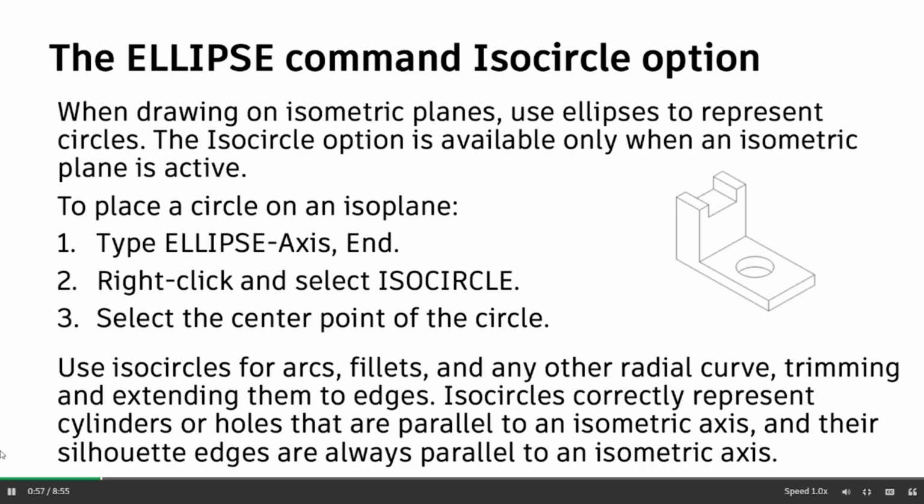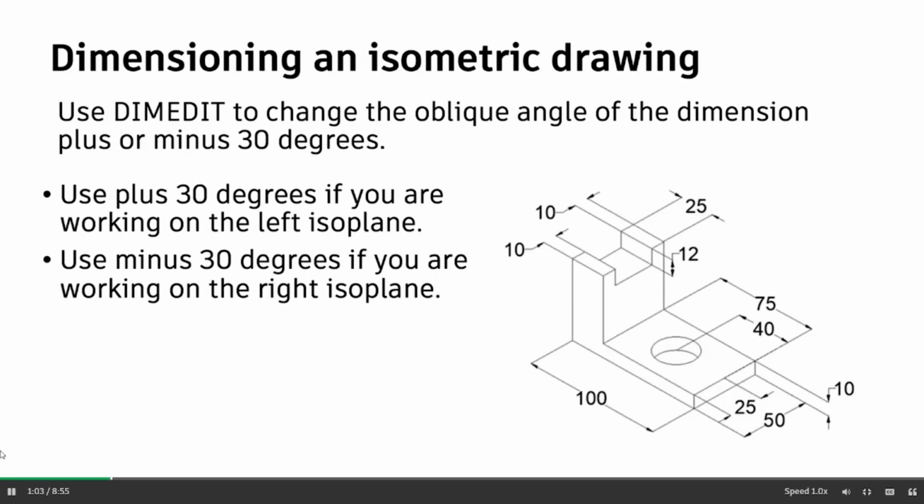We use the ellipse tool with the Isocircle option to place circles on isoplanes. We use the Oblique tool to change the oblique angle of the dimension using plus or minus 30 degrees. If you're on the left isoplane, use plus 30 degrees, and if you're on the right isoplane, use minus 30 degrees.